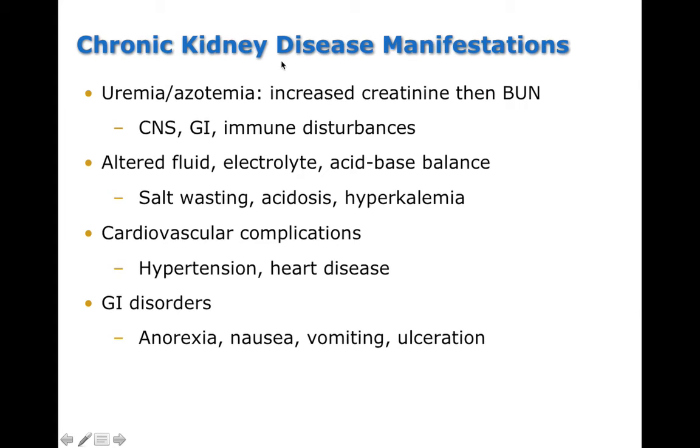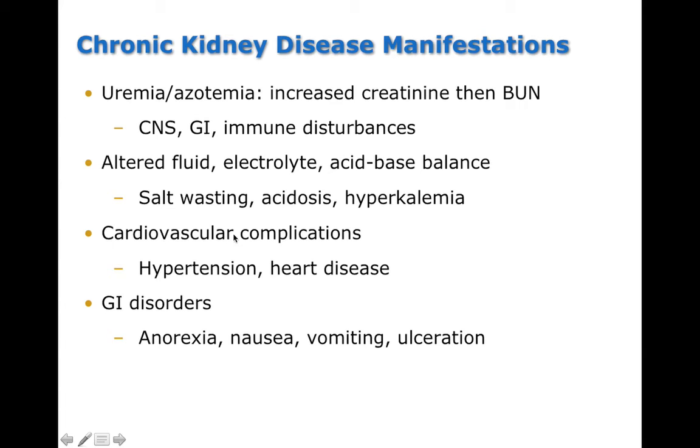So just to summarize different disease manifestations of chronic kidney disease, we said that we had uremia or azotemia, which is an accumulation of nitrogenous waste like creatinine and BUN. We said that this actually has central nervous system effects like dementia. It can actually cause GI disturbances and immunosuppression. We find altered fluid, electrolyte, and acid-base homeostasis as well. So we'll see things like salt wasting, acidosis, or even hyperkalemia.